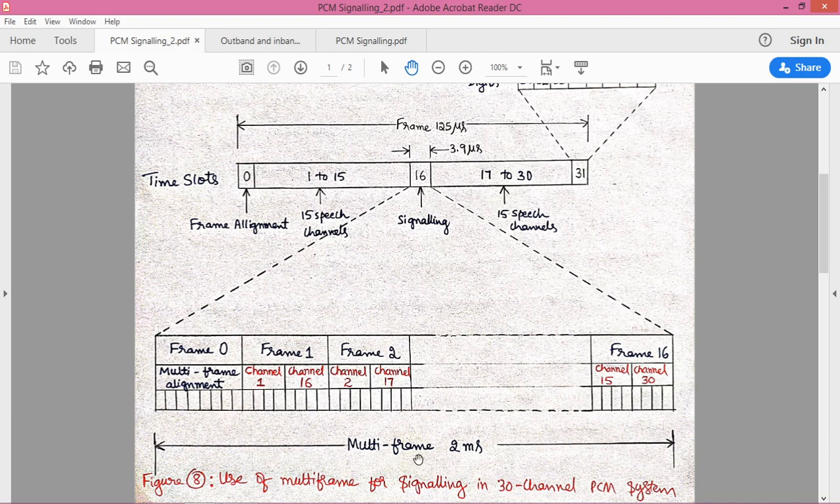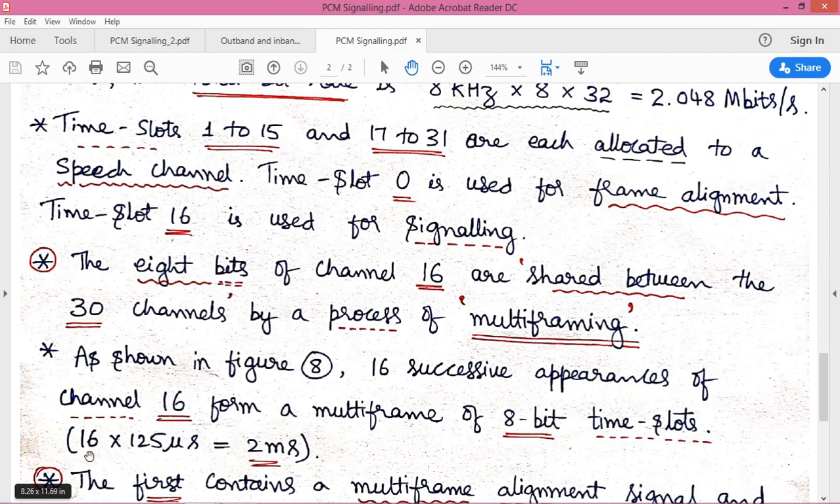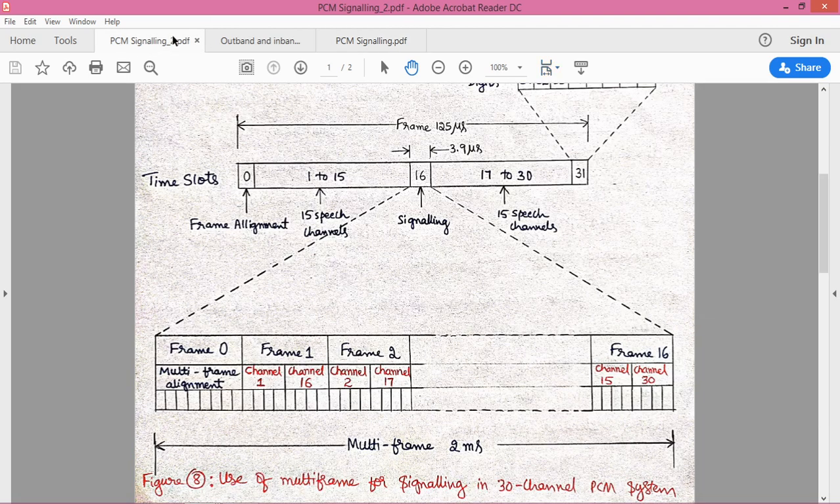So the total time duration of this multi-frame, this is what multi-framing is, will be equal to 16 into 125 microseconds. Each frame is about 125 microseconds. So 16 into 125 microseconds is going to become 2 milliseconds. So the total time duration of the multi-frame that is used for PCM signaling will be about 2 milliseconds, as we have shown here, that is 125 microseconds into 16.